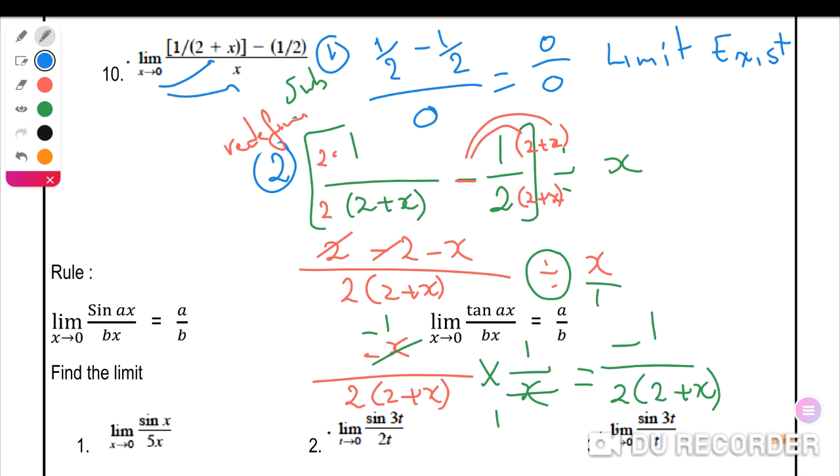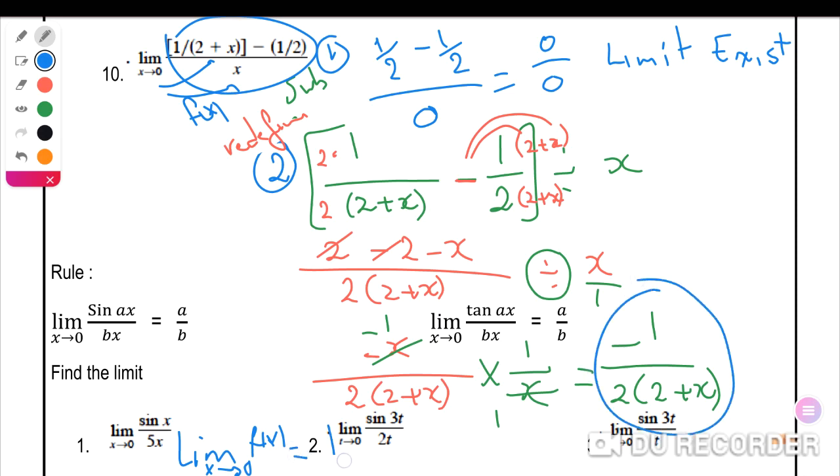So what do I write? I write the answer here. The limit of the given function, I name it, for example, f of x, when x approaches 0, it will be the limit of the redefining function. The redefining function will be the limit of negative 1 over 2 multiply 2 plus x when x approaches 0. It will be negative 1 over 4. Negative 1 over 4. You can use your calculator.